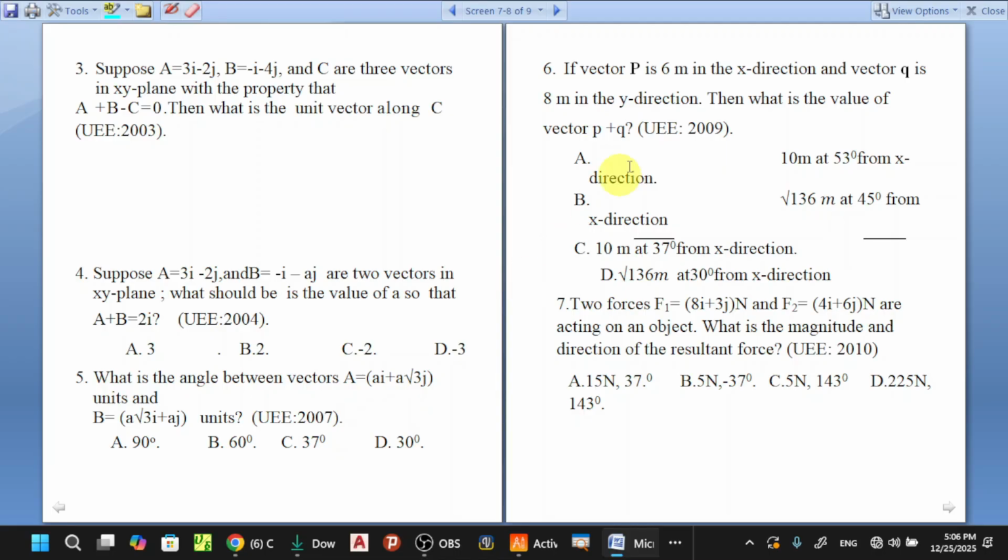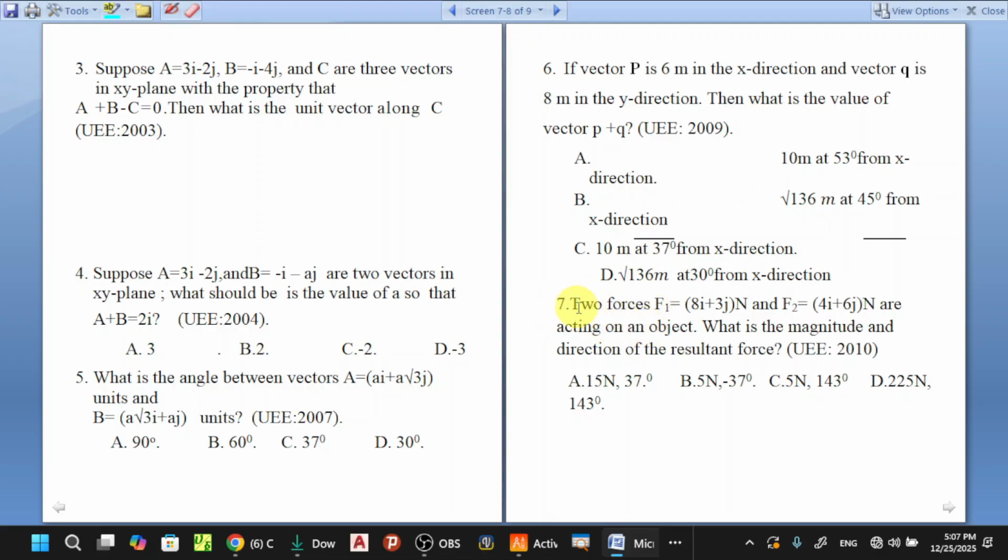Why don't you try? The other question says, if vector P is 6 meters in the x direction and vector Q is 8 meters in the y direction, then what is the value of P plus Q? They form a right angle triangle, so use the Pythagorean theorem to find the resultant. That is 6 and 8, which gives 10, and the angle is tan inverse of the y direction over the x direction, 8 over 6. You can go ahead and calculate the angle using a calculator.